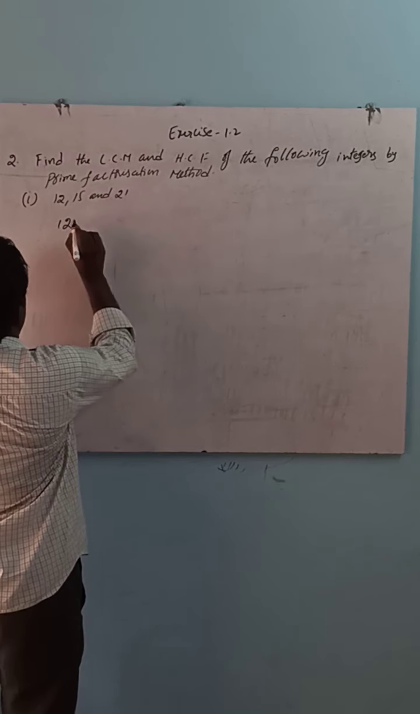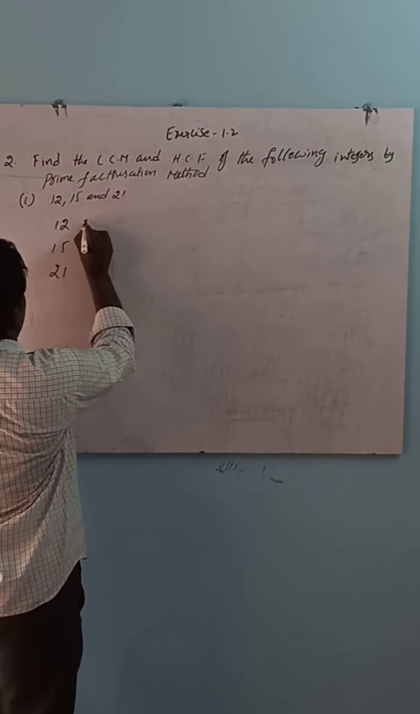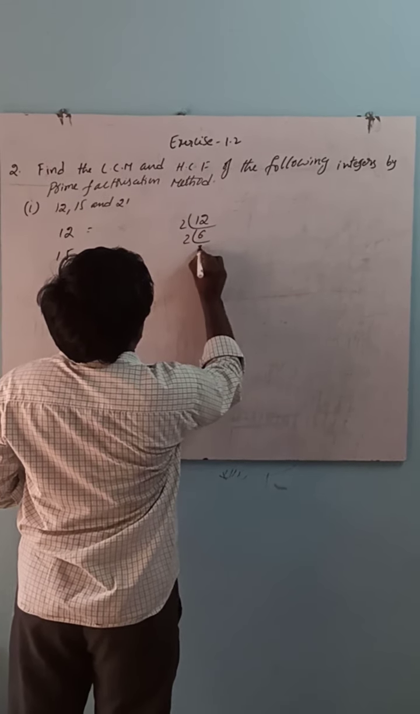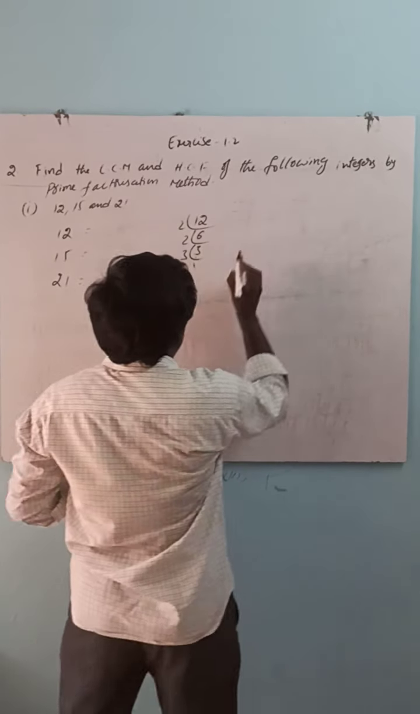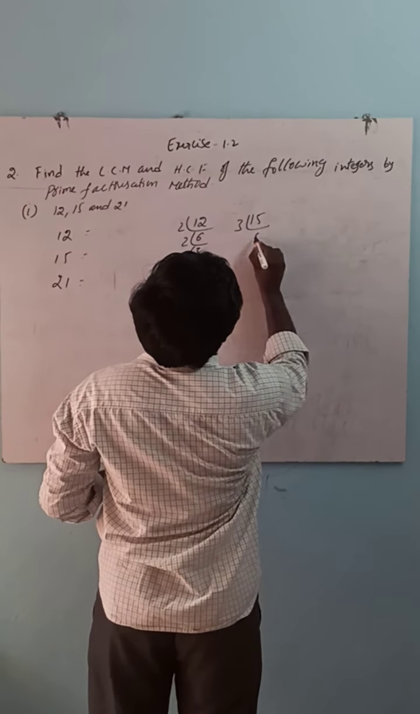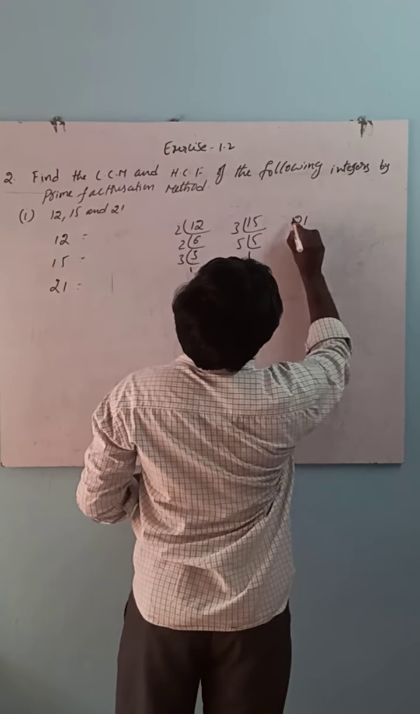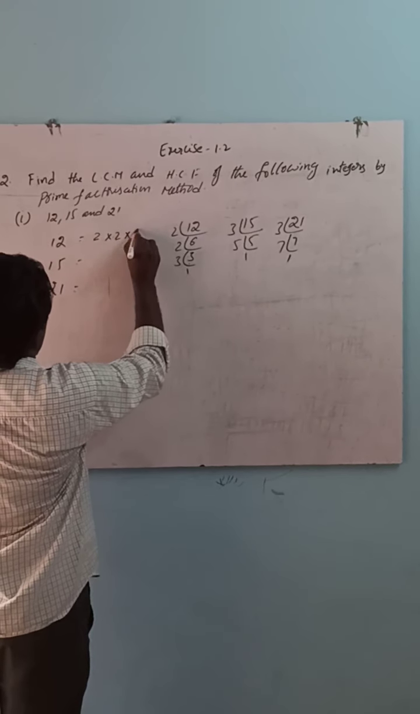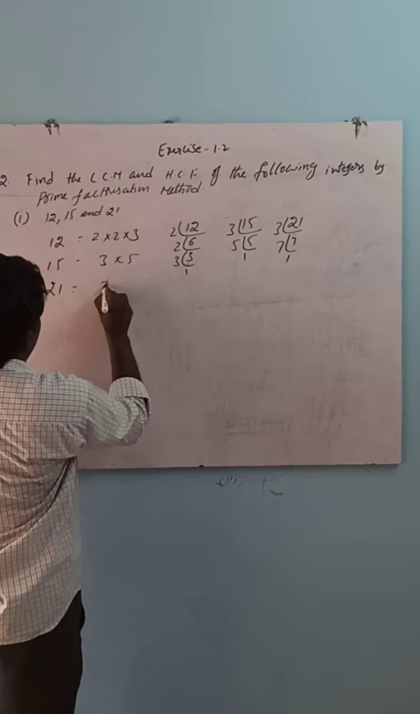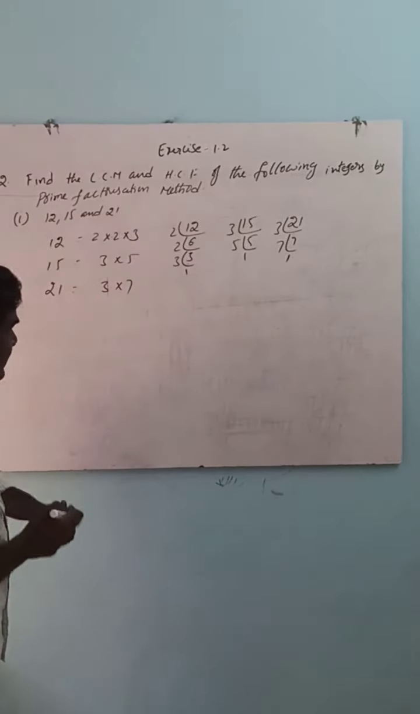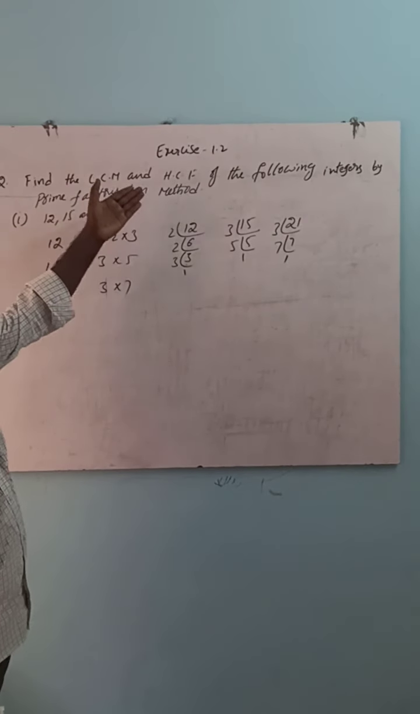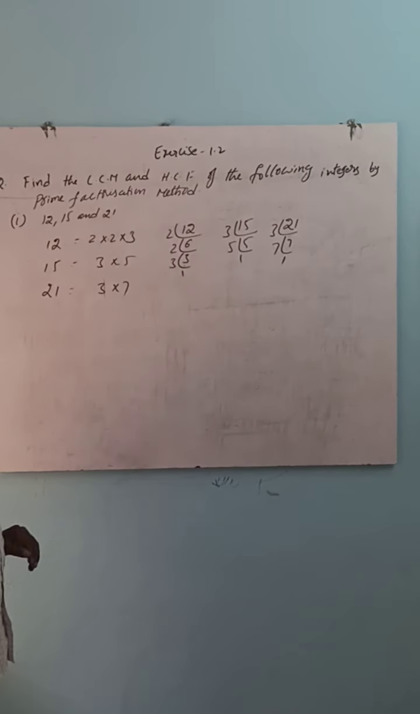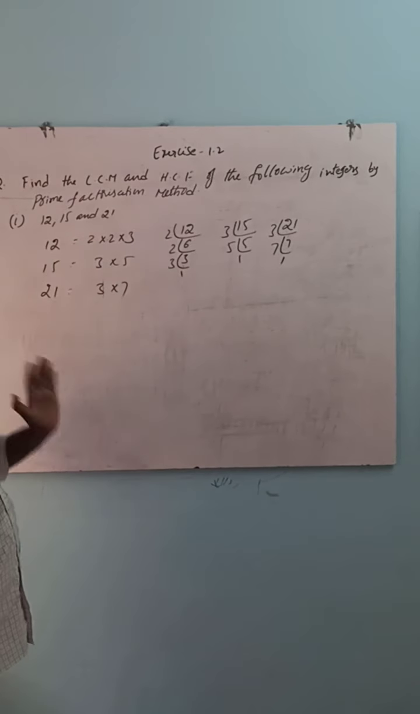Okay, 12, 15, 21. 12, how can you write? 2 into 6, 2 into 3, 3 into 1, by using the division method. 15: 3 into 5, 5 into 1. 21: 3 into 7, 7 into 1. Now we can write 2 into 2 into 3, 3 into 5, 3 into 7. So what is the question? Find the LCM and HCF of the following integers by the prime factorization method. Okay, how can we find the HCF in the prime factorization method?